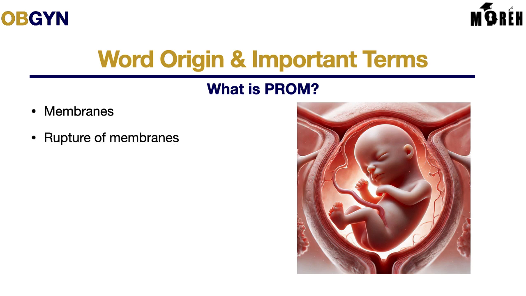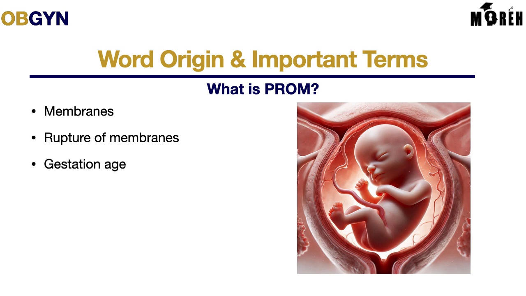Rupture of membranes is simply saying there's a break in the continuity of the membrane itself. Whether it's at term or before term, the membranes have ruptured. There's a break in the continuity. Therefore, there's an escape of amniotic fluid.